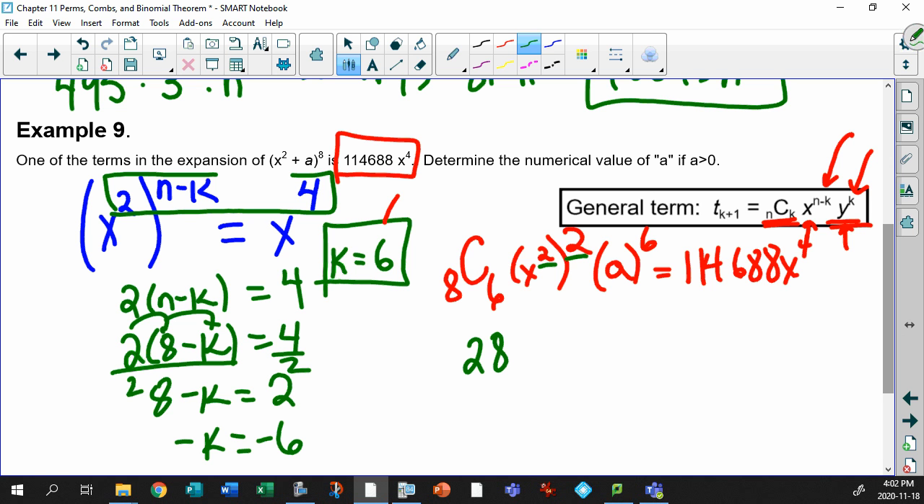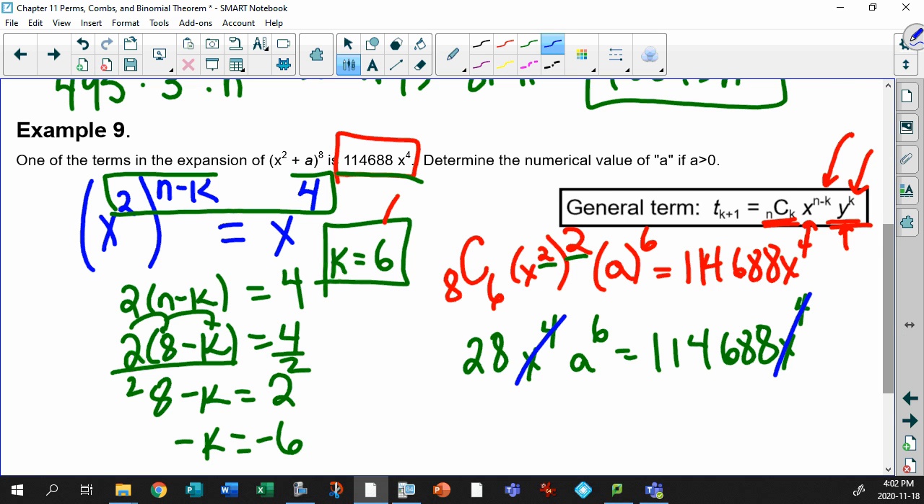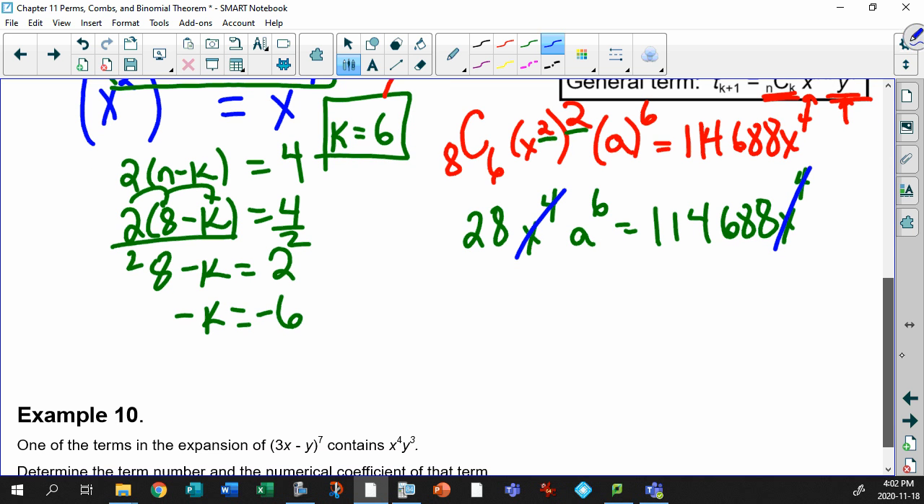X squared, there's that x to the 4 that I made a mistake saying earlier. I was one step ahead of myself. a to the 6 is here. This is going to equal 114,688x to the 4 from our question. Oh, do you see what I see? x to the 4 and x to the 4 cancel. They're gone. That makes it a little bit simpler.